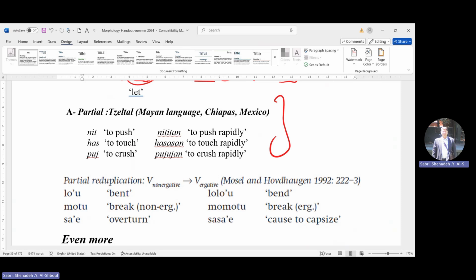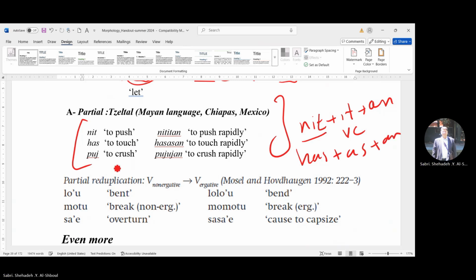Here we have an example of partial reduplication, where we have net, right? And the repeated form is it. So we have net plus it, which is the partially reduplicated form, and we have the derivational suffix an. So here we have net, a whole root, but part of it, which is the VC, is repeated. The same, of course, applies to the rest of the data here. Has an, right? And also we have puj, uj, an, right? So here there is a kind of evidence on partial reduplication in this language.